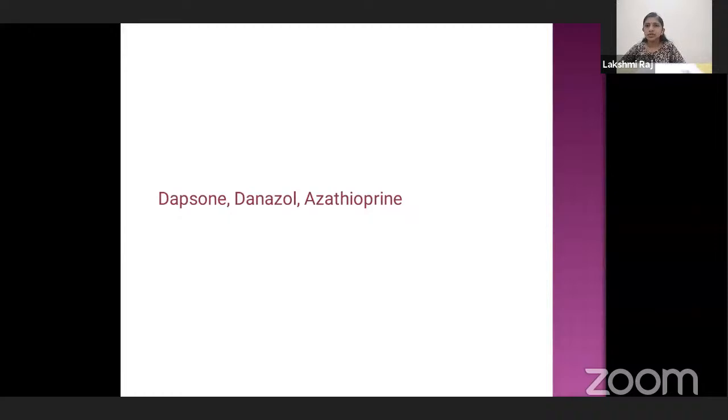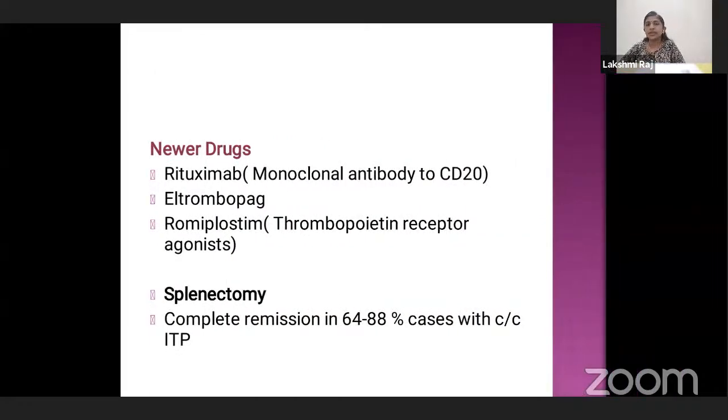So these are all immunosuppressants, and they can act against the antibodies and inhibit them, and that will save the platelets. Then newer drugs, these are the preferred ones, like rituximab, because the other drugs have many side effects. Rituximab, Eltrombopag, and Romiplostim. Rituximab is a monoclonal antibody to CD20, and Eltrombopag and Romiplostim are thrombopoietin receptor agonists. That means they act like thrombopoietin, and there will be increased platelet synthesis. Okay, so these are the newer and preferred second line drugs if they are available.